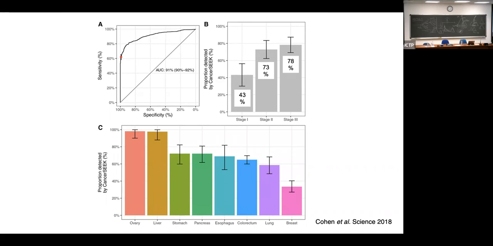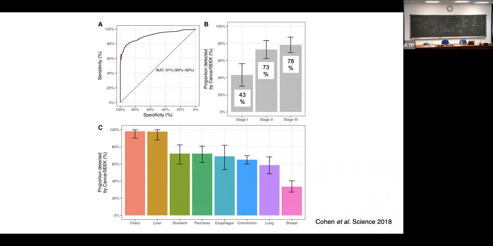But when you look across these eight cancer types that we analyzed, even if it's not perfect, if you did this test, say, once a year, maybe you don't catch it this year, you'll catch it the next year. But especially, look at these first five cancers: ovary, liver, stomach, pancreas, and esophagus. There is no screening today.